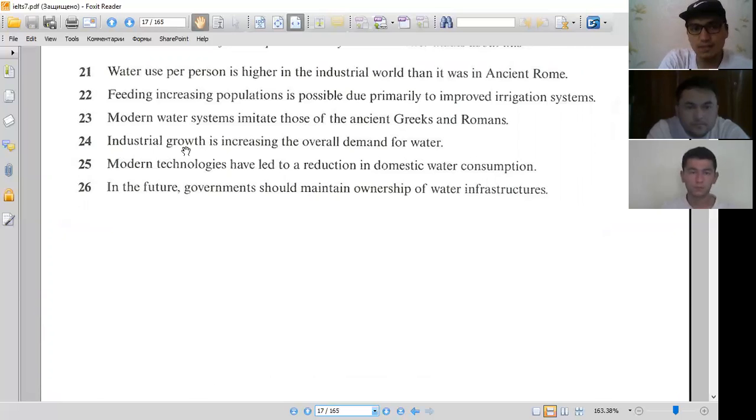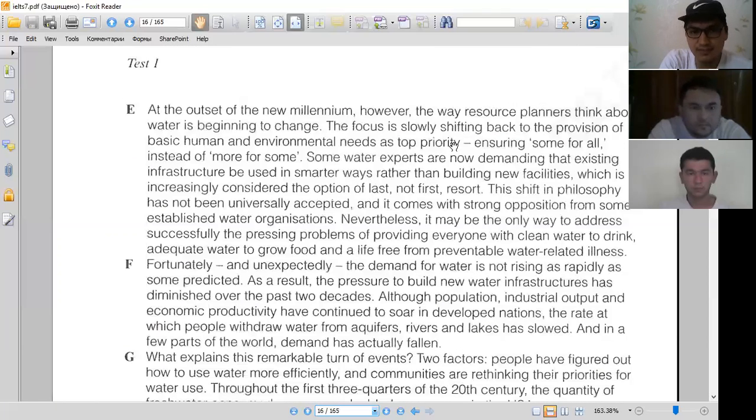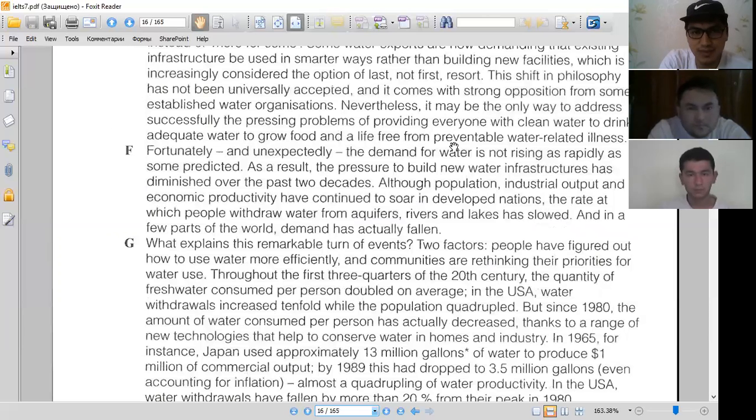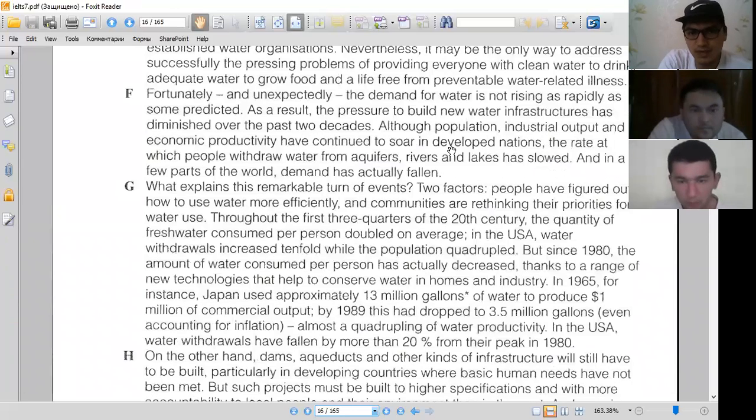Next, industrial growth is increasing the overall demand for water. So, industrial growth, overall demand increasing, right? Industrial demand. What is demand? Where was demand? Where did we find the word demand? Here is industrial output, here is demand. Do you see? Here you can see demand and industrial output, right? So we have to read this sentence very closely.